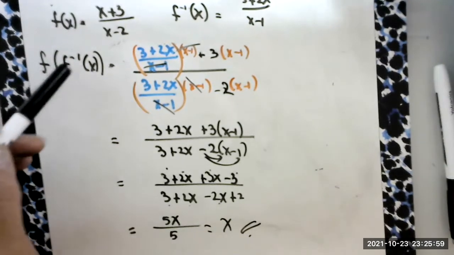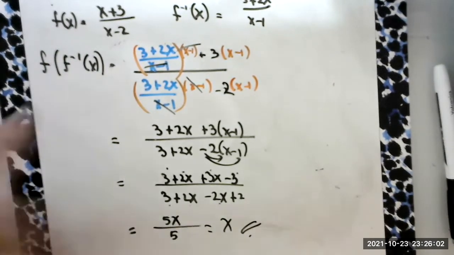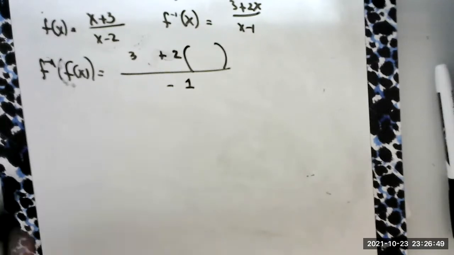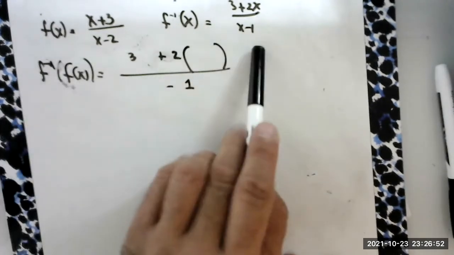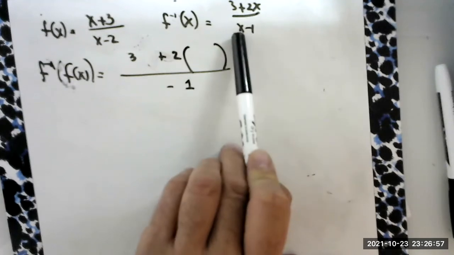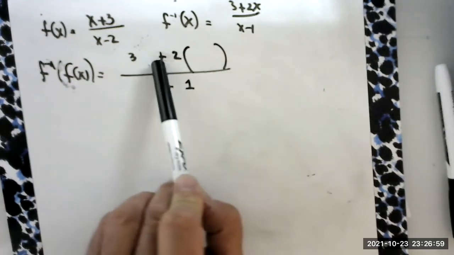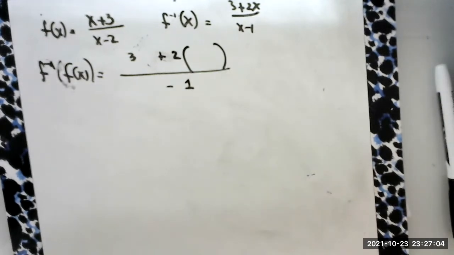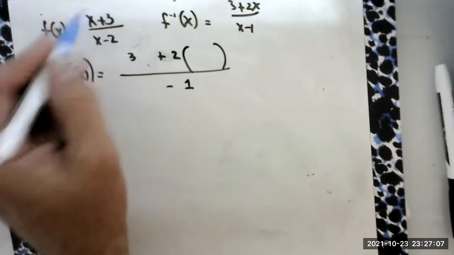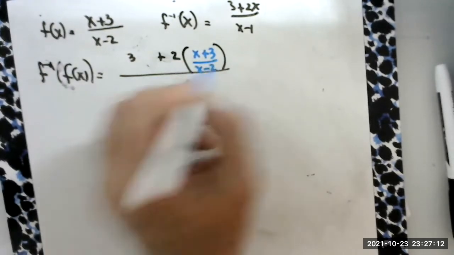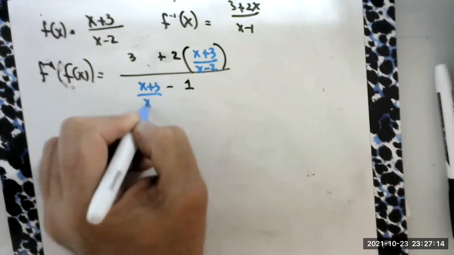So now we need to find f inverse of f of x. Hopefully we also get x when we do the composition. Let's go ahead and do f inverse of f of x. Now my f inverse is the outside function, so it's 3 plus 2 times input over input minus 1. But our input in this case will be, of course, f of x. So x plus 3 over x minus 2.